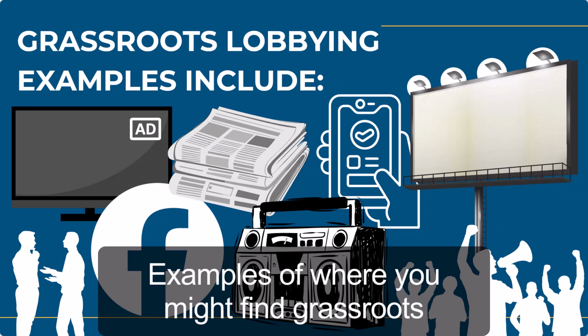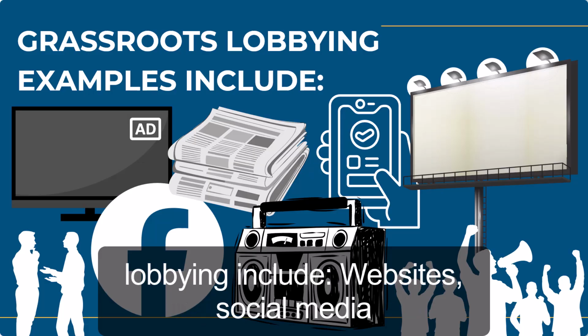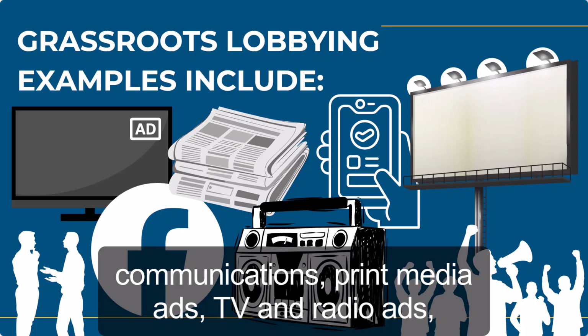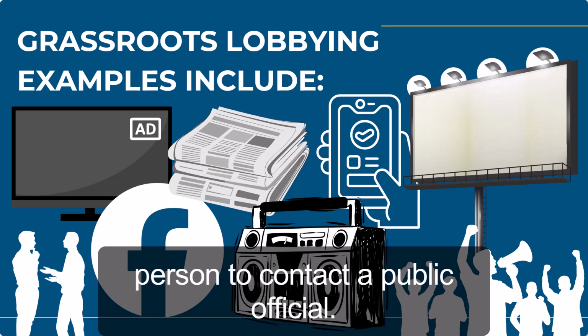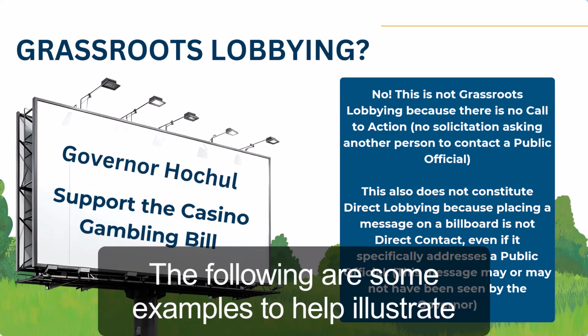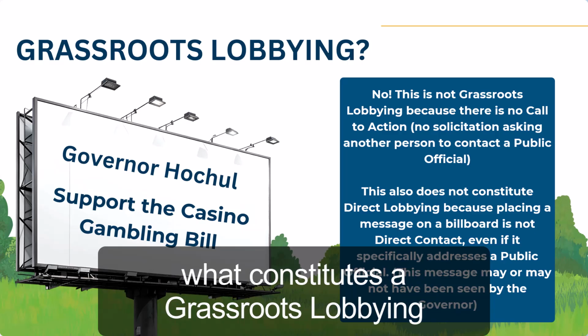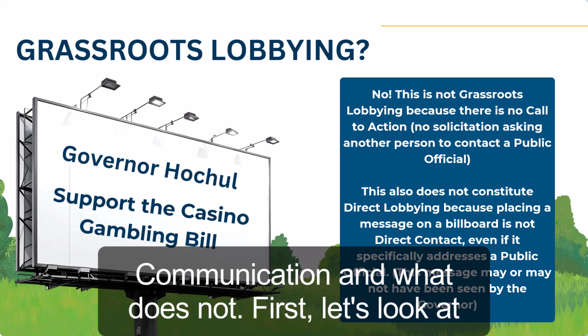Examples of where you might find grassroots lobbying include websites, social media communications, print media ads, TV and radio ads, rallies, billboards, and lobbyists requesting another person to contact a public official. The following are some examples to help illustrate what constitutes a grassroots lobbying communication and what does not.